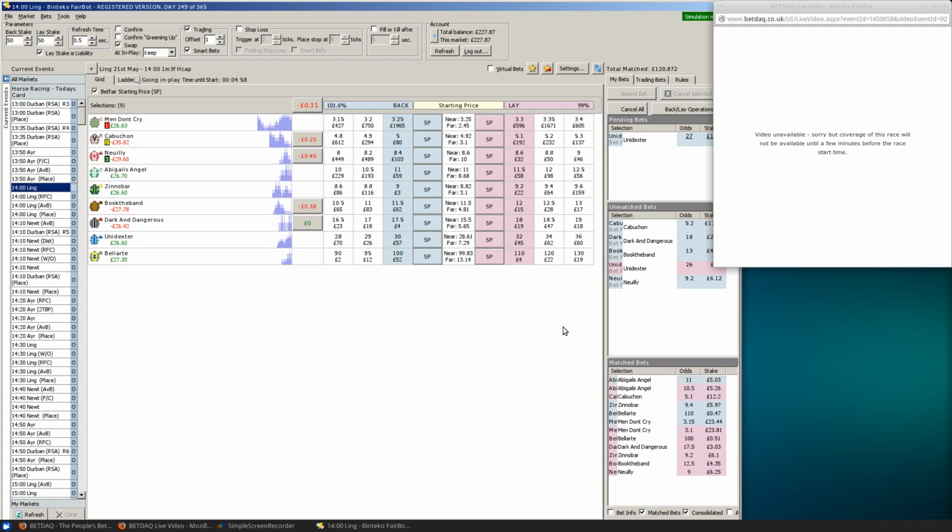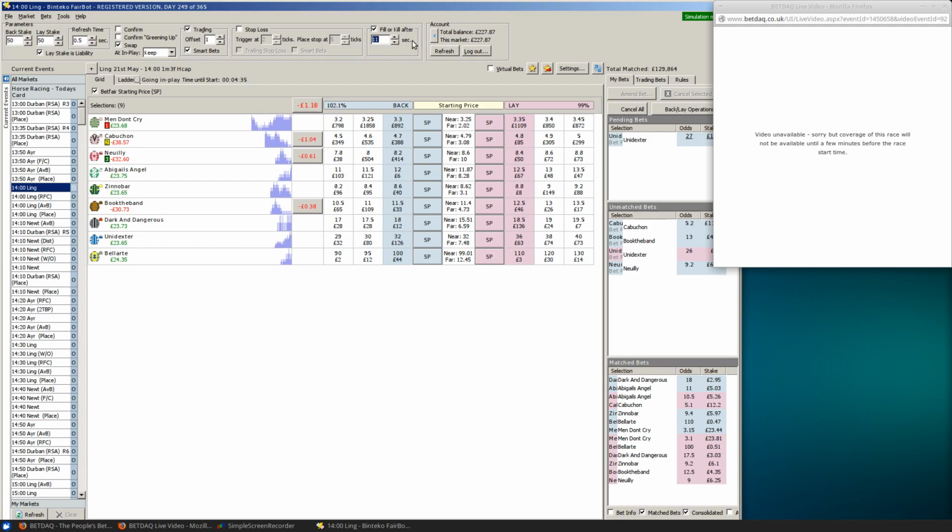First of all, as you've seen here, pre-race, I've stuck the lay bets in and just left them there to see if they get matched. I wouldn't necessarily want to do that in running. So what I tend to do is to set the fill or kill. Now you can set the fill or kill to whatever you like.